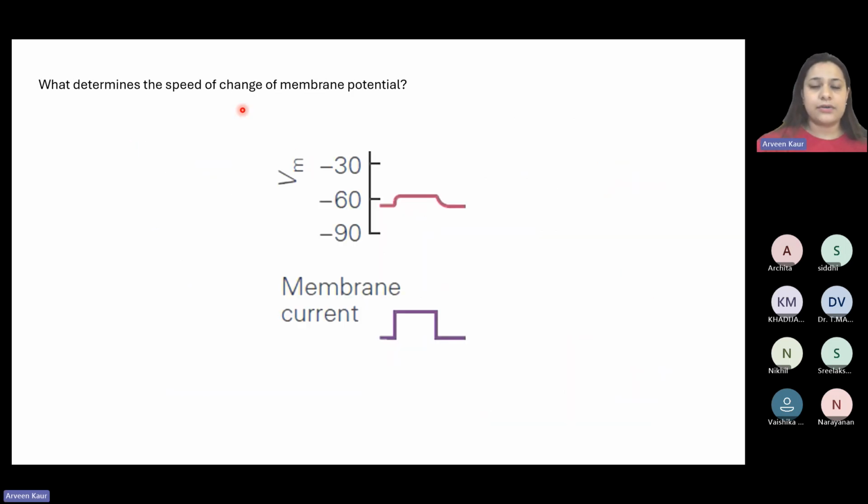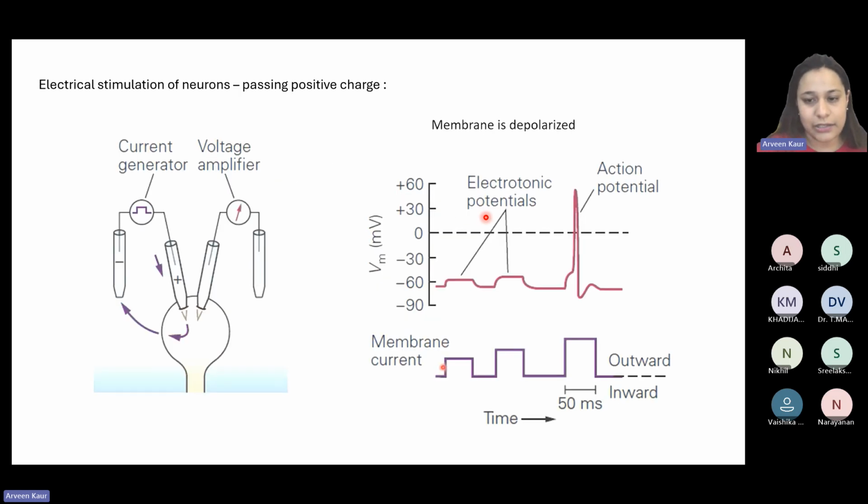So the question is, what will determine the speed of change of this membrane potential? Why do we ask that question in the first place? It is because even if we are giving a current, the value is not changing that much, right? So let us go back and look at how much current we are giving and how much the value is changing. Ignore this action potential value for now, right?